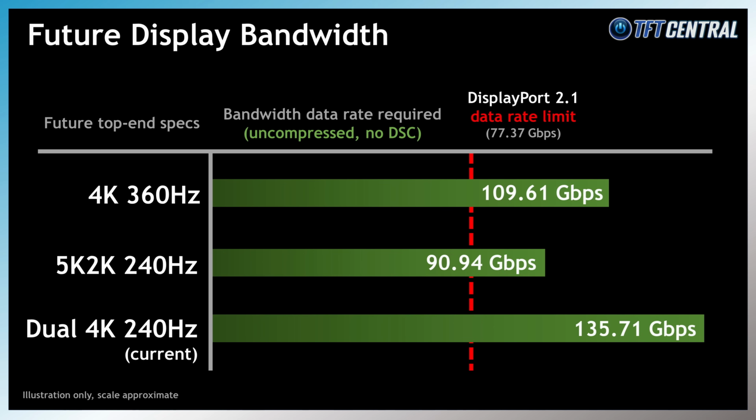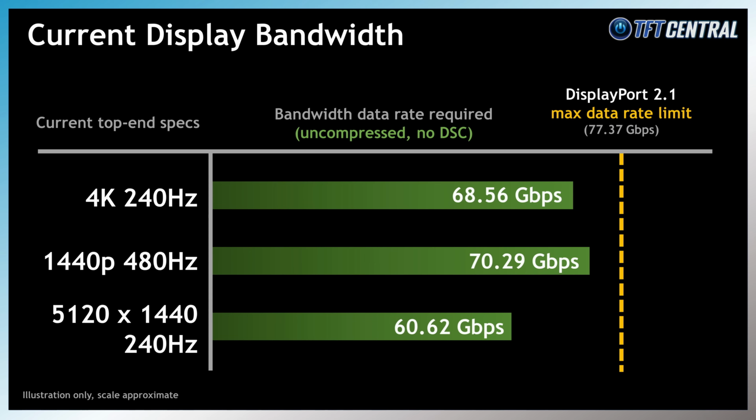Eventually new specs will emerge and you'll then get beyond the point where you can use an uncompressed signal anyway, and you'll be right back to having to use DSC. This whole dodging DSC usage completely idea only really applies to the current top-end specs like 4K 240Hz or 1440p 480Hz for instance. Anything much higher than that is going to need DSC anyway, even using DisplayPort 2.1 at its full speed. Let's talk about the issues and problems though with all of this.